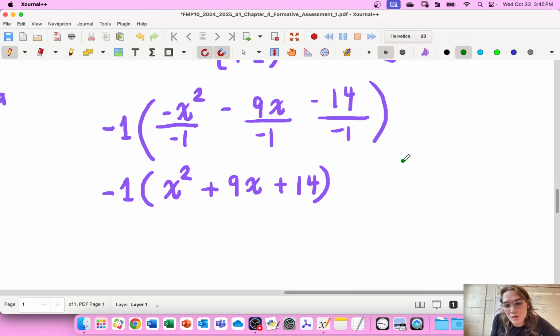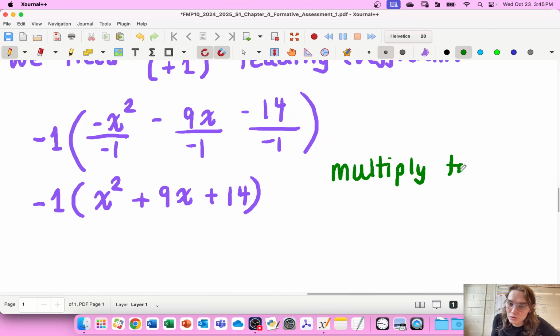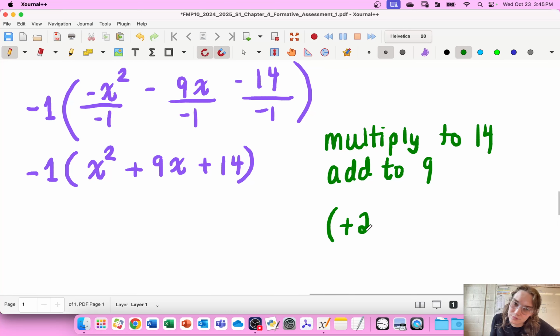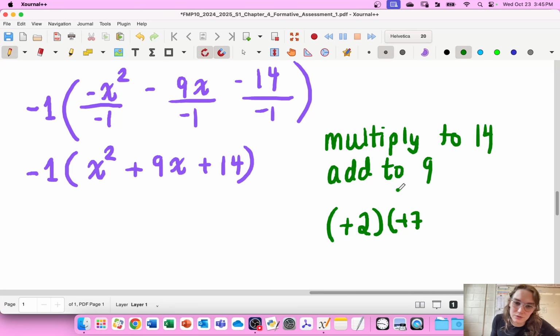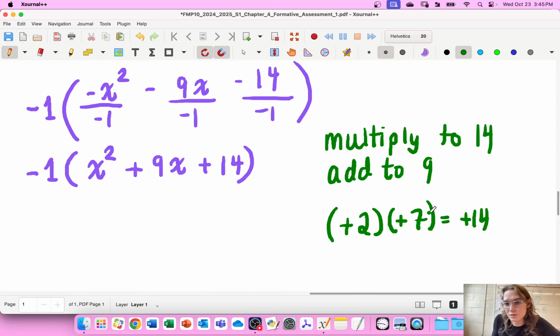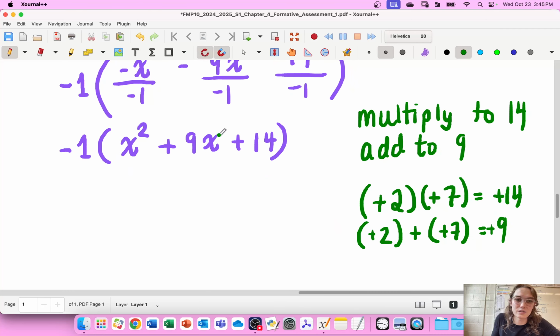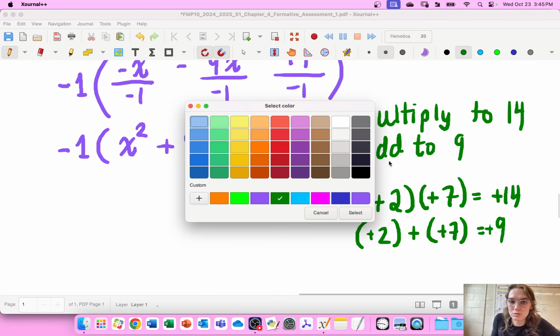Two numbers multiply to 14 and add to 9. Well, 2 and 7. +2 times +7 equals +14. +2 plus +7 equals 9. So that tells us everything we needed to know.